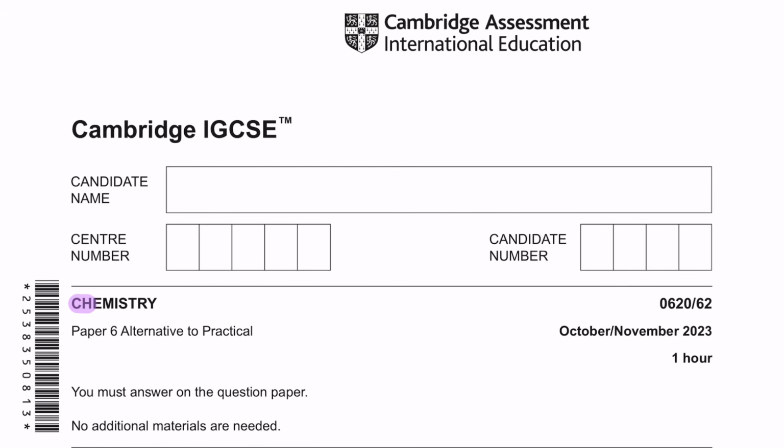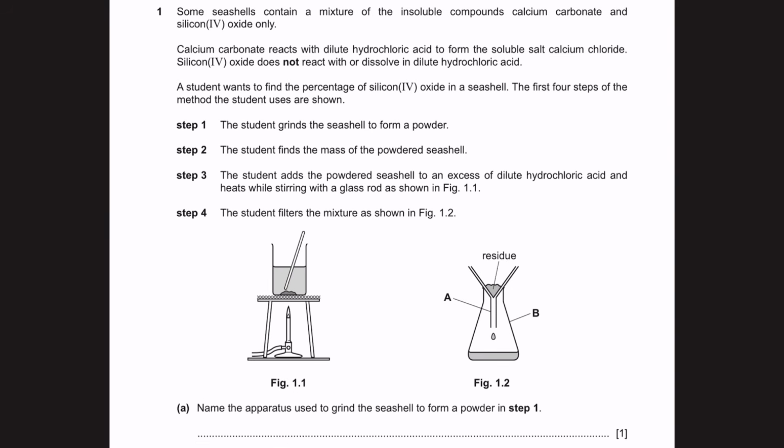This video is a tutorial on chemistry, paper 6, variant 6-2 from October-November 2023 examinations. Question 1. Some seashells contain a mixture of the insoluble compounds calcium carbonate and silicon oxide only. Calcium carbonate reacts with dilute hydrochloric acid to form the soluble salt calcium chloride. Silicon oxide does not react with or dissolve in dilute hydrochloric acid.